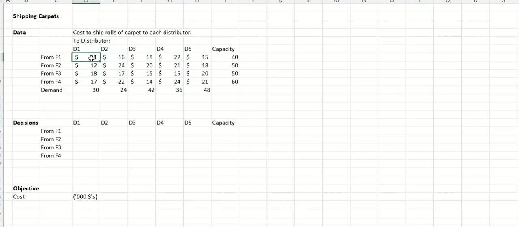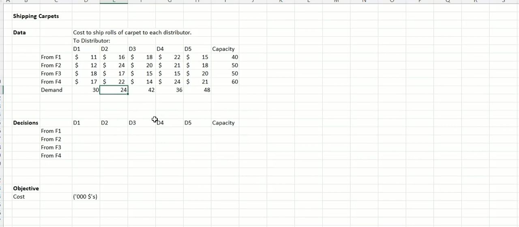It costs $11 to ship from factory 1 to distributor 1, for example, $12 from factory 2 to distributor 1, and so on. We know that we have a limited capacity. Factory 1 has a capacity of 40,000, Factory 2 has a capacity of 50,000, and so on. Each distributor has a demand that they want. Distributor 1 wants 30,000, Distributor 2 wants 24,000. And we've got some space here to think through and come up with a solution.